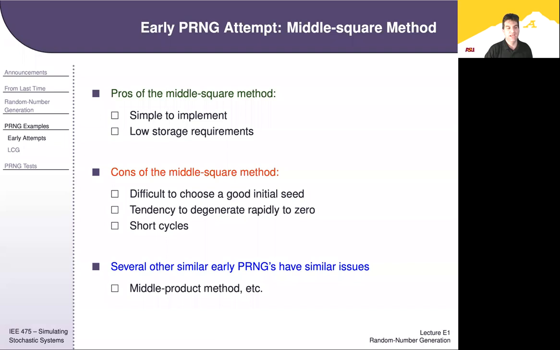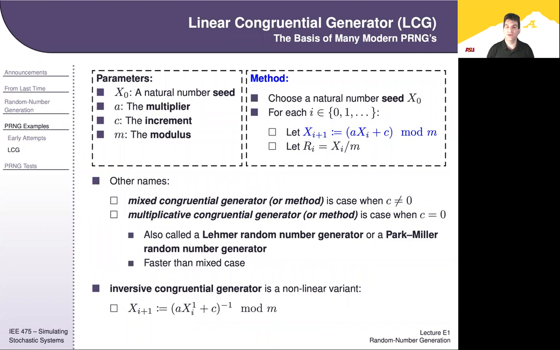Now, a little bit later in history, someone came up with the linear congruential generator, the LCG, which you should have some experience with now after the previous homework. And this is the basis of many modern pseudorandom number generators. This is a good one, pretty good one. So this one has four parameters: a seed, not really a parameter, but we'll call it a seed, a multiplier, an increment, and a modulus.